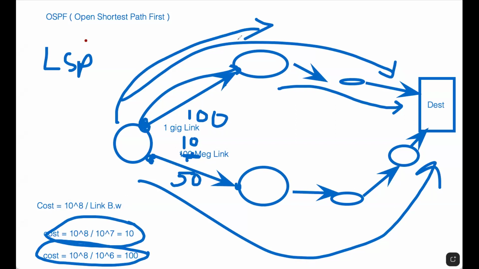Because the lower the cost, the higher the preference. Whichever path has the lowest cost will be preferred, and that cost is calculated with the help of this formula based on the link bandwidth. Whatever bandwidth we are getting, based on that, you will get the connection cost. So whichever has the lower cost, that path will be preferred to send the packet out. Any questions on the cost calculation, guys?